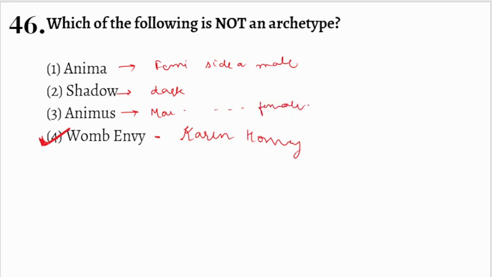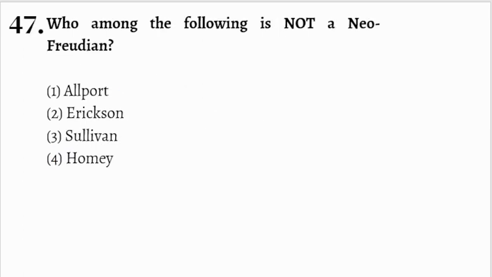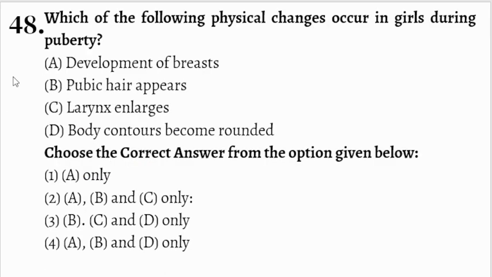Okay, moving ahead to the next question, question number 47. Please give it a read. Fairly simple question. Okay, so herein it is Horney. Yes, Gordon Allport was not a neo-Freudian. His approach was trait-based. Okay, whereas Erikson, Sullivan, and Horney were neo-Freudians.